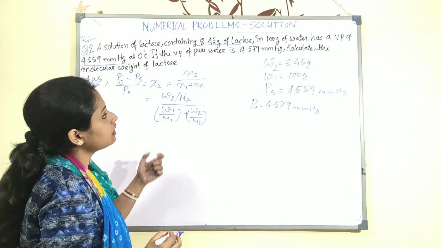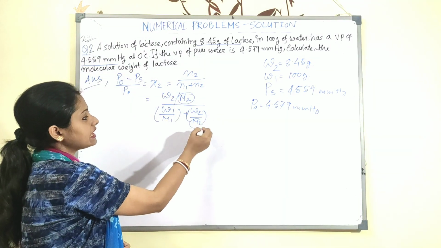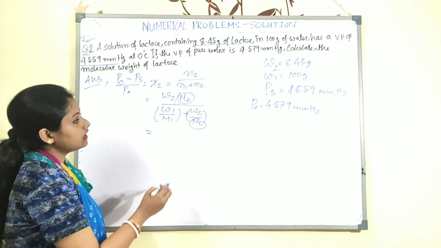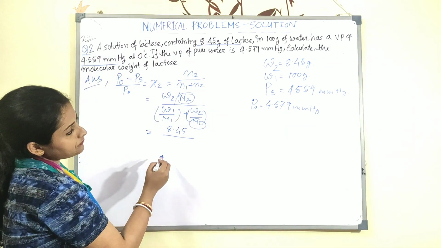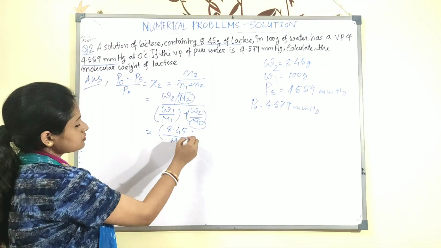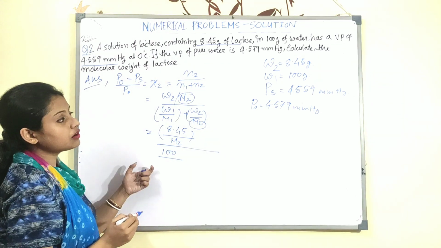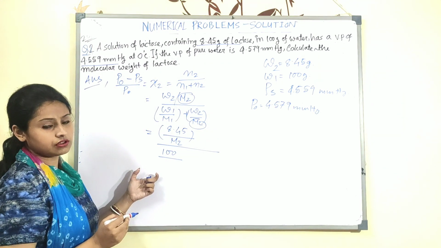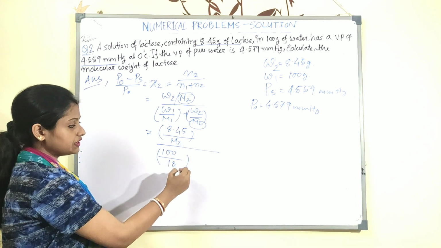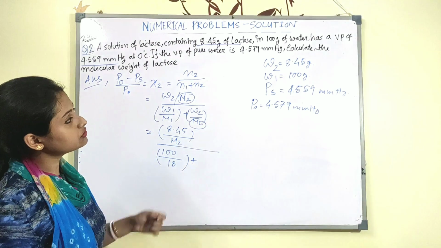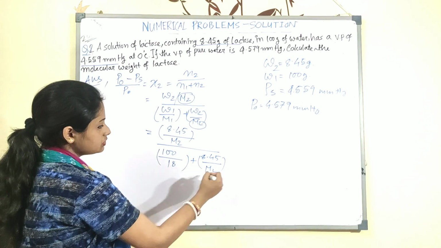We need to calculate the molecular weight of lactose. That means we need to determine this M2 part. So let us put the data. W2 is 8.45. M2 we need to determine. Here W1 is 100, molecular weight of water, you need to remember, I think all of you remember, it is 18, plus W2, that is 8.45 again, and M2 we don't know.